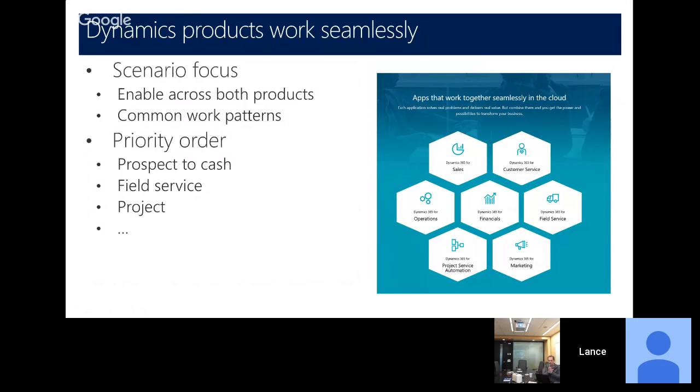So what we're going to do is enable the working together of these products through a series of scenarios, enable them across both products. And we're going to go after what we call common work patterns. So even in the example that I just talked about, which is prospect to cash, there are variations in businesses in terms of how they actually get this done.